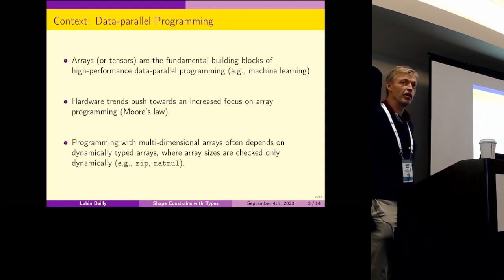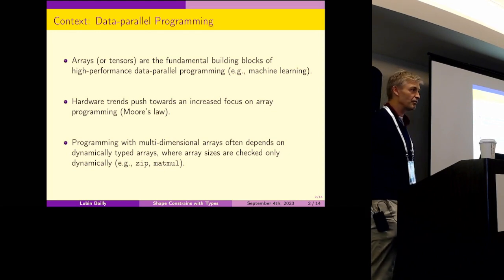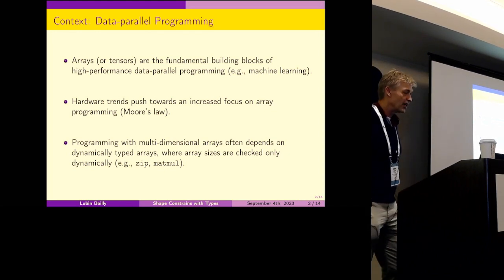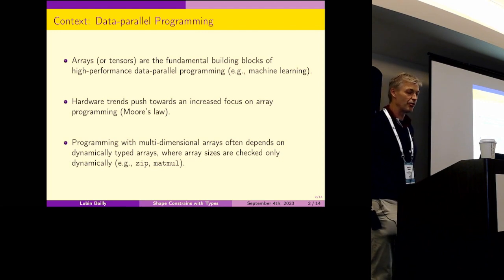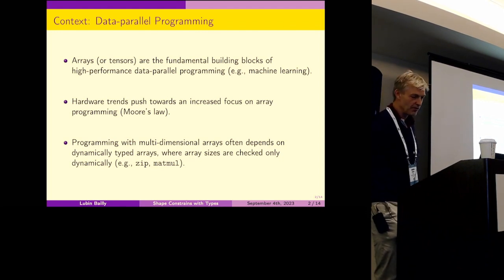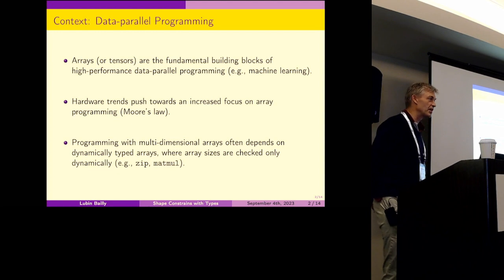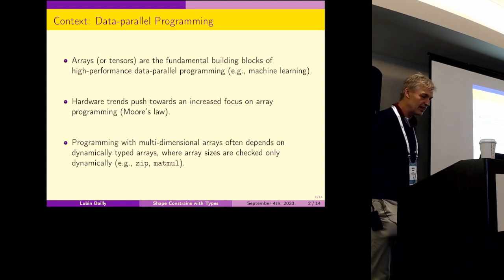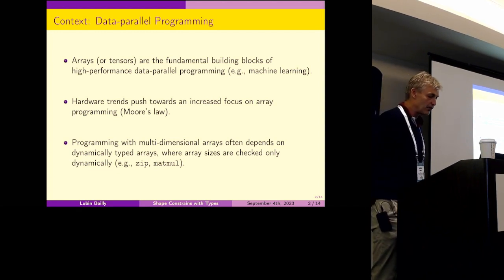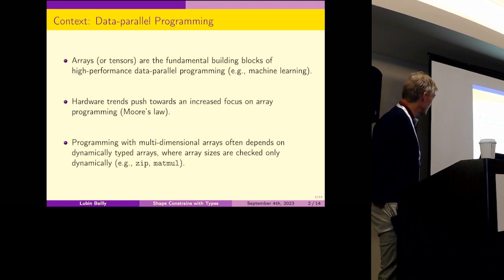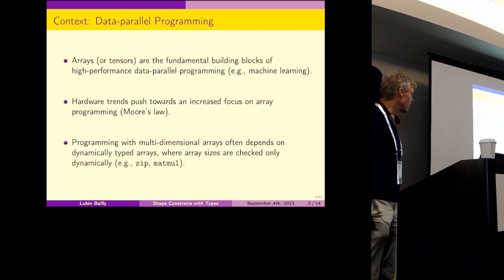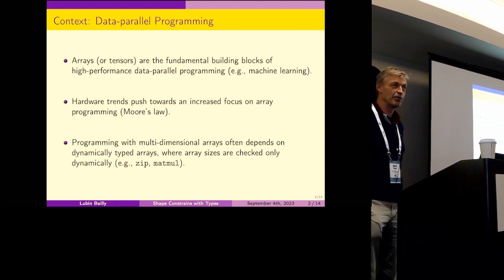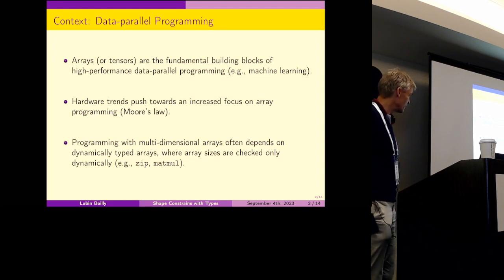And then of course there's a lot of work on the type system for Futhark. So the context here is of course arrays, which are really the fundamental building blocks here for high performance data parallel programming, used in various contexts, machine learning, but it could also be for other tasks. And then of course the whole thing takes a departure from these hardware trends, which push towards this increased focus on array programming, parallelism in particular.